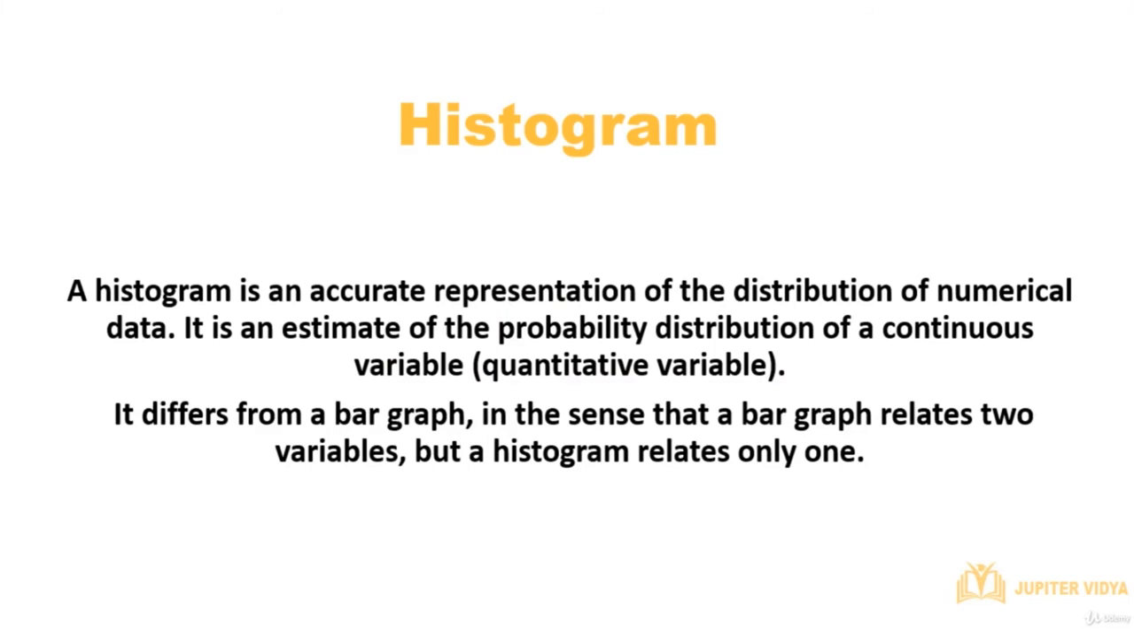Next we will discuss histogram. A histogram is an accurate representation of the distribution of numerical data. It's just an estimate of the probability distribution. The important thing is it is a quantitative variable, and the difference between a bar graph and a histogram is that a bar graph uses two variables, whereas a histogram relates only one variable.